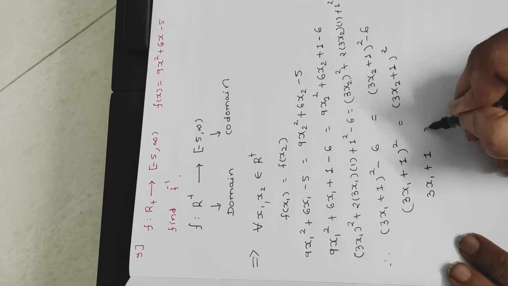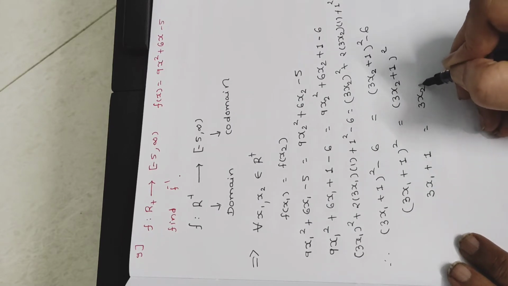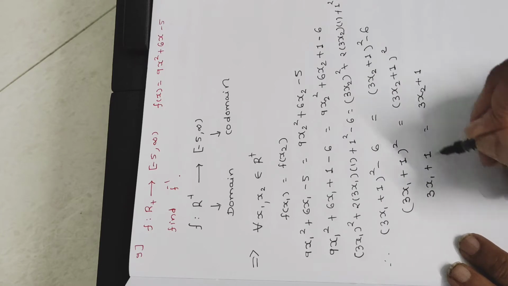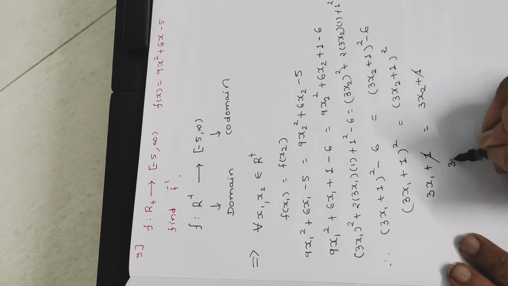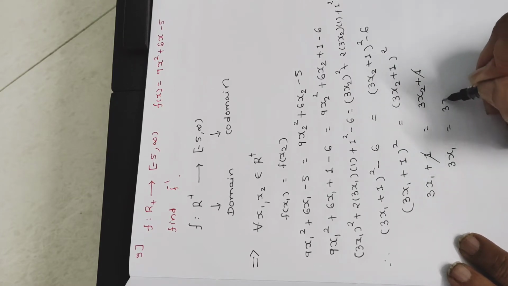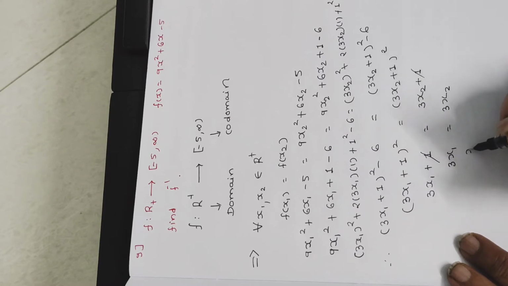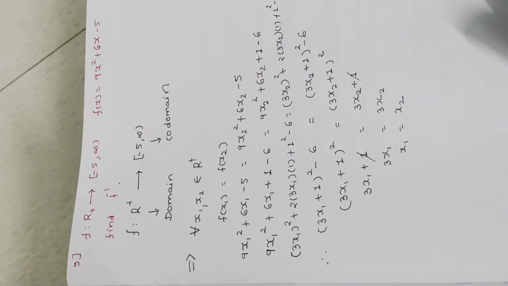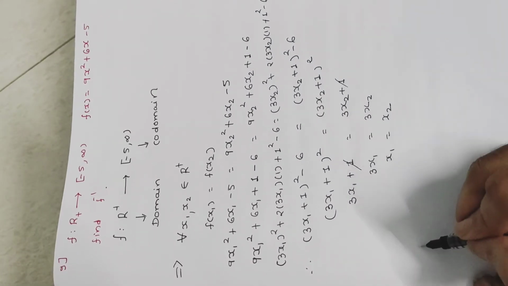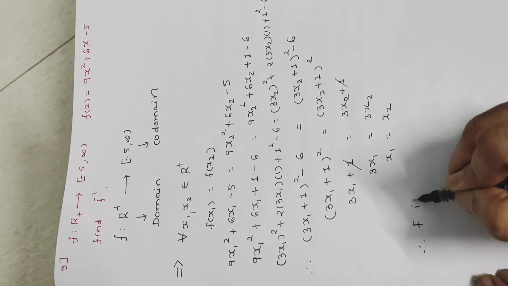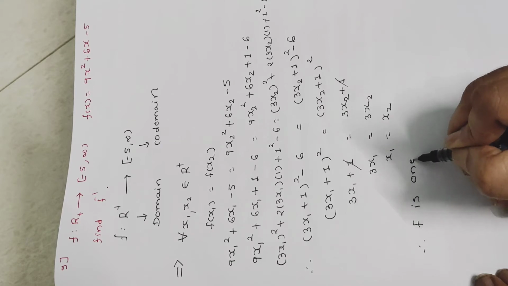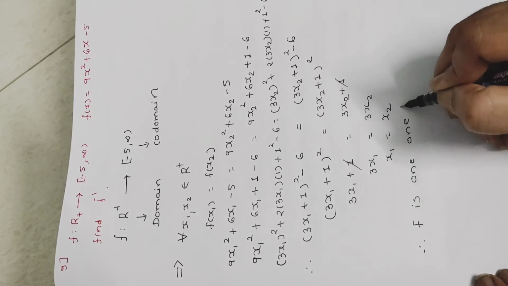So 3x1 plus 1 is equal to 3x2 plus 1. So 3x1 is equal to 3x2. So x1 is equal to x2. So f is 1 function.